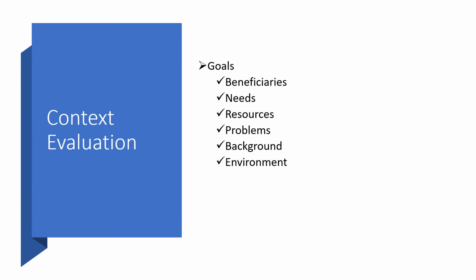During the context evaluation, you identify the goals of the program and then who will benefit. Does it meet the needs of those that the program is directed towards? What are the resources for the program? What problems will it solve? And what is the background need for the training? And finally, what is the overall environment for the training? Source of this slide is Reiser and Dempsey and Yale University.